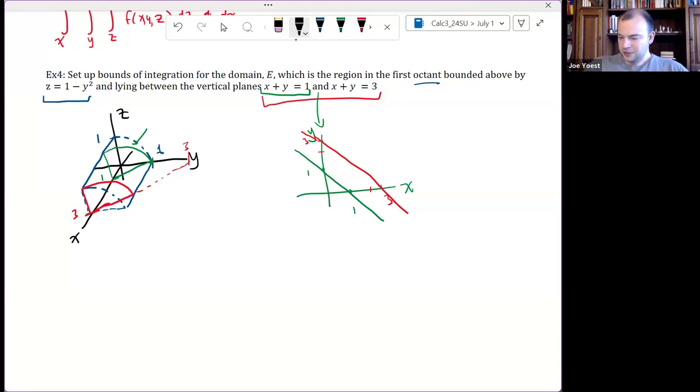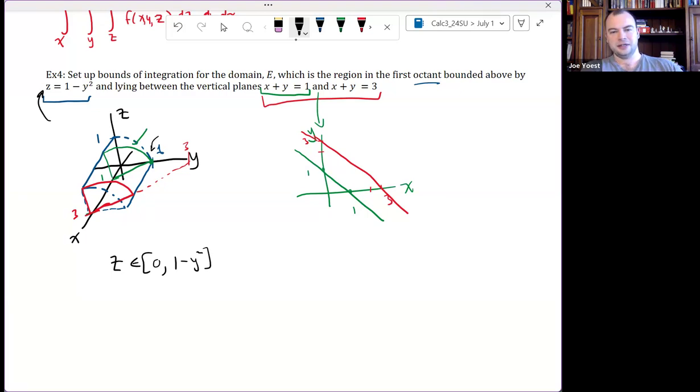Okay, so what do we have then? Well, I think z is easiest to set up first. z pretty clearly goes between 0 and 1 minus y squared. Well, y goes between, I think, 0 and 1. That seems pretty clean over here.